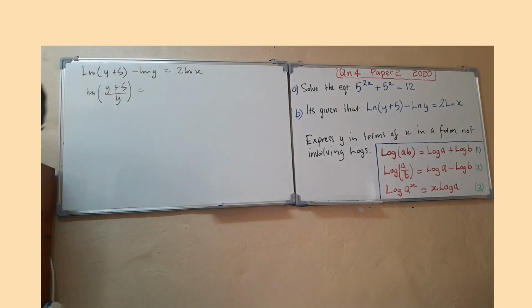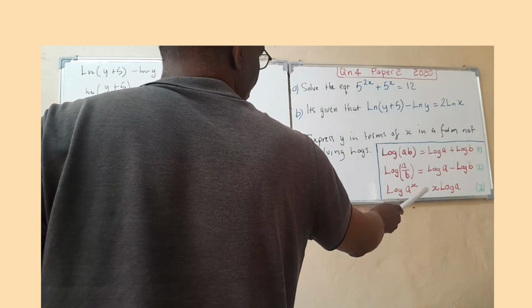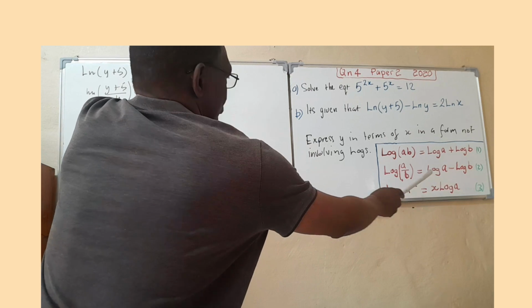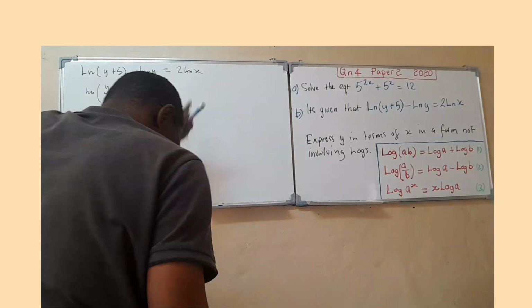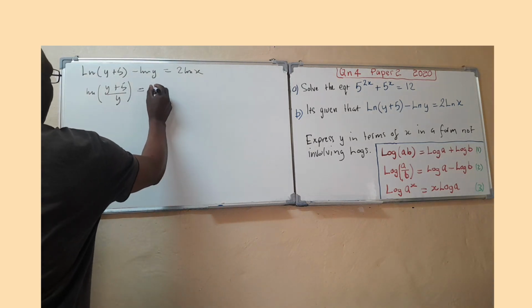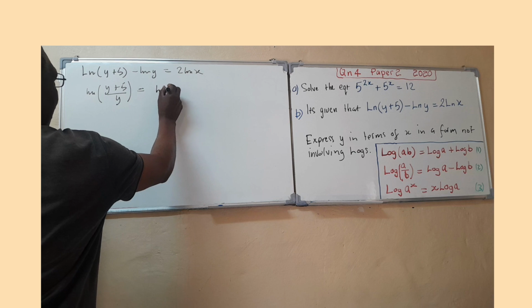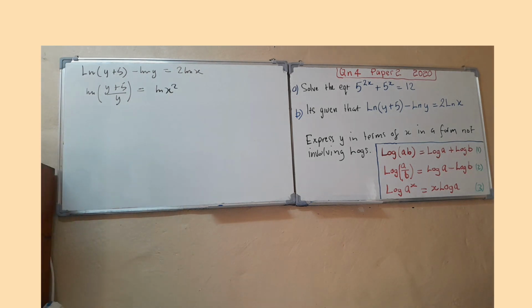is equal to, on the right-hand side, we have to apply this law again. Remember, we are here on the left-hand side, on the right-hand side. So it enables us to do that. So that means that this is equal to ln x squared. The 2 becomes a power there.